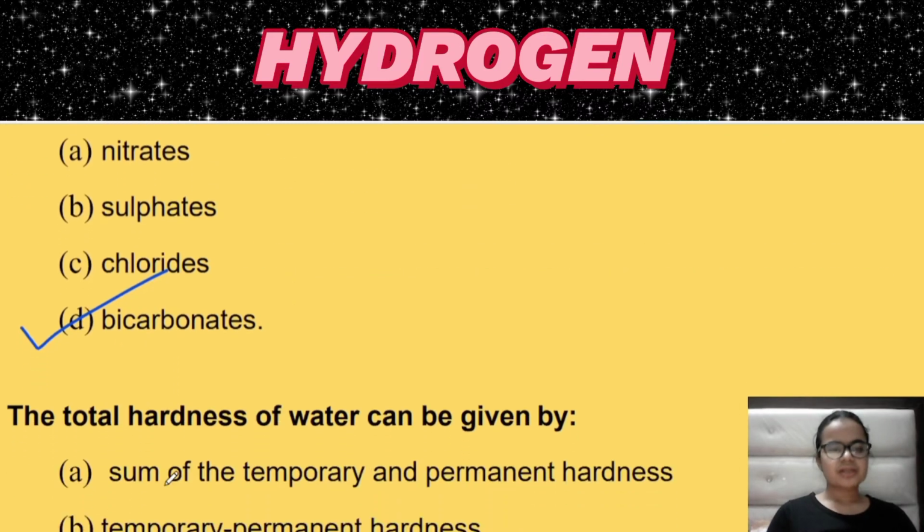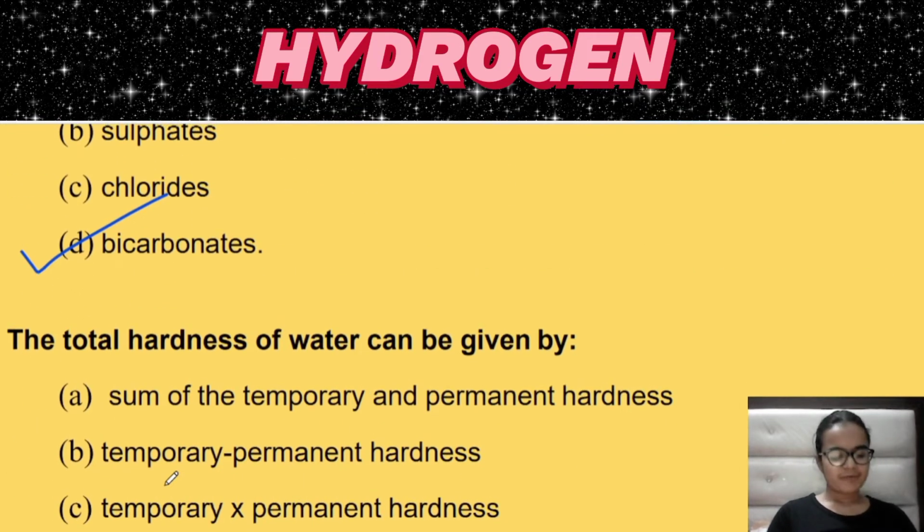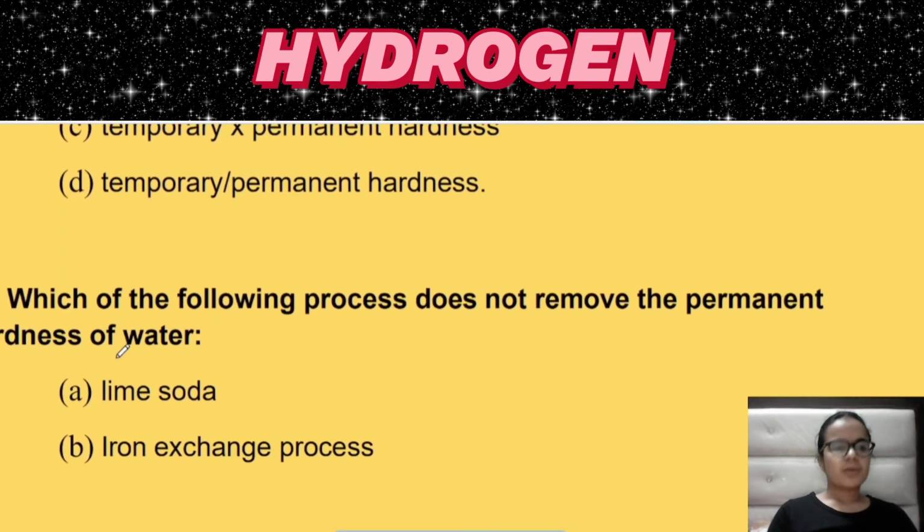And the next question is, the total hardness of water can be given by, this is the 25th question, and the answer is the sum of the temporary and permanent hardness. Sum of the temporary and permanent hardness, by adding these two we will be getting the total hardness. 26th question, which of the following processes does not remove the permanent hardness of water?